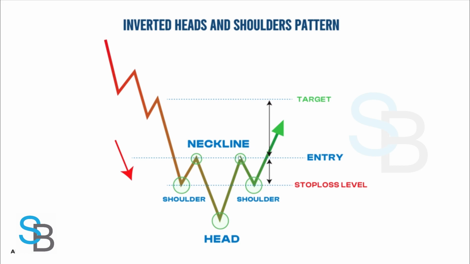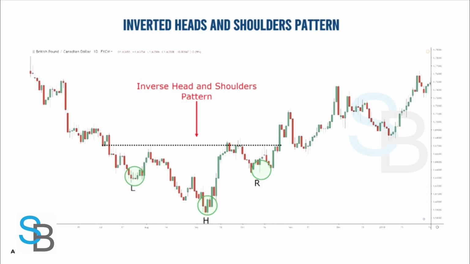Then it came down, made this level here and made a shoulder here, and then we look to buy after the break of this level. Look to buy and target this place while our stop loss is at this level. So this is an example of how the inverted head and shoulders pattern will play out.